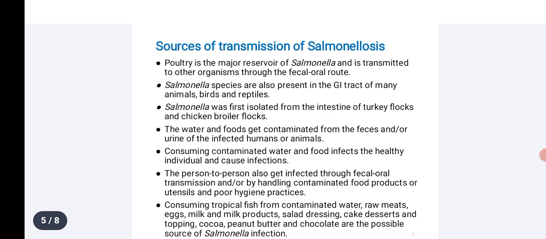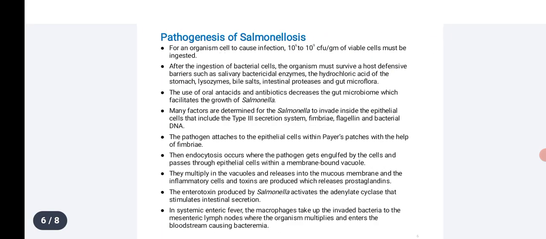Person to person infection also occurs through fecal-oral transmission, by handling contaminated food products or utensils, and through poor hygiene practices. Consuming tropical fish from contaminated water, raw meats, eggs, milk and milk products, salad dressings, cake desserts and toppings, cocoa, peanut butter and chocolates are possible sources of Salmonella infection.